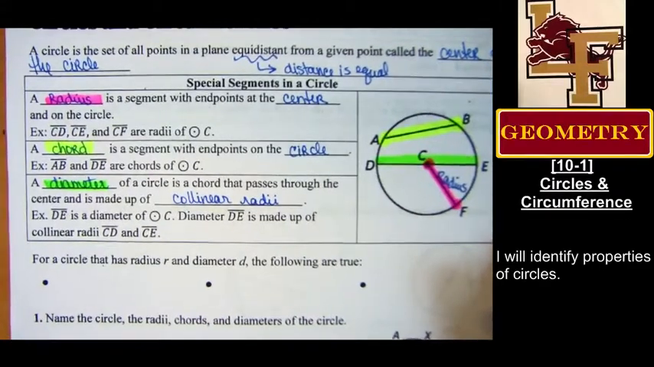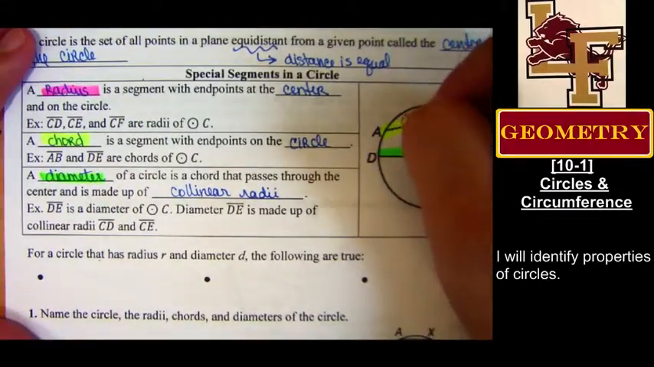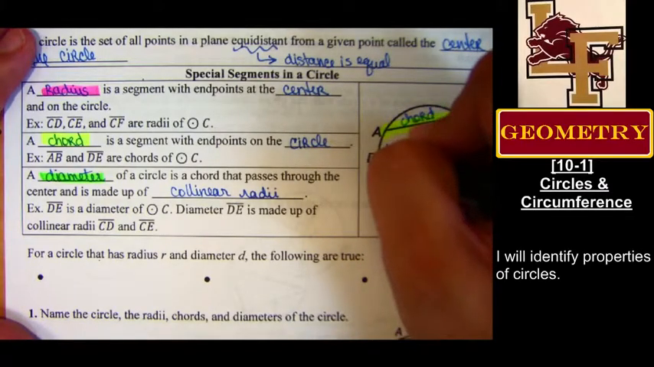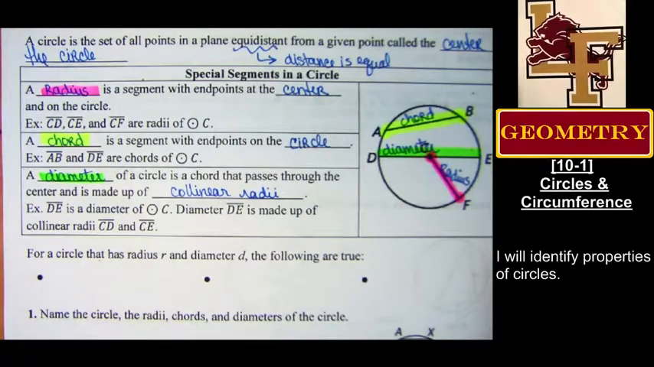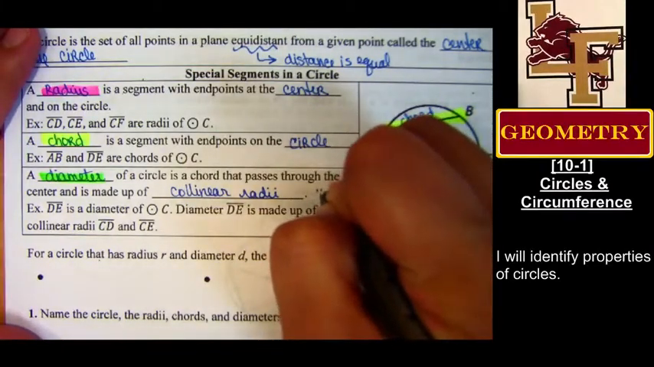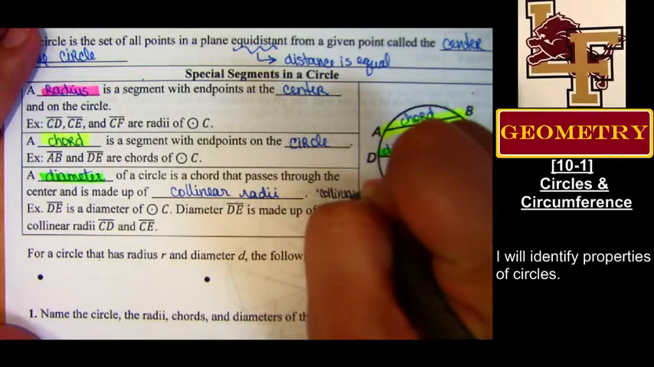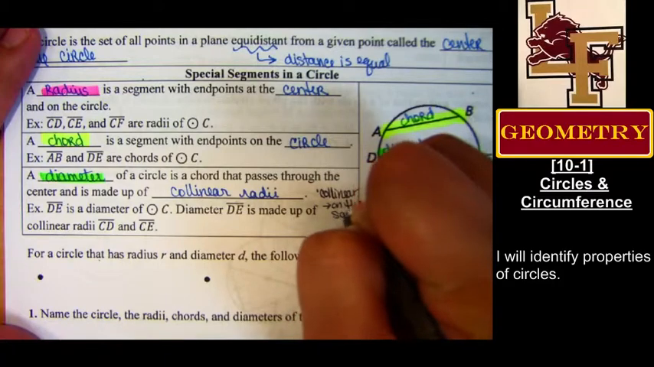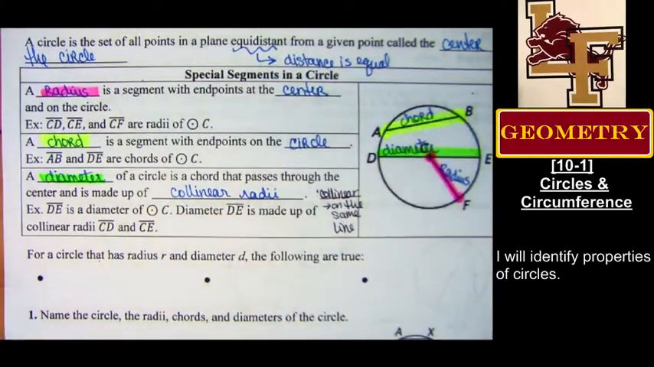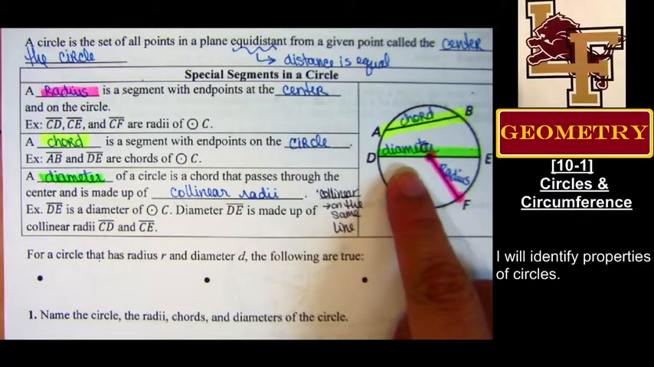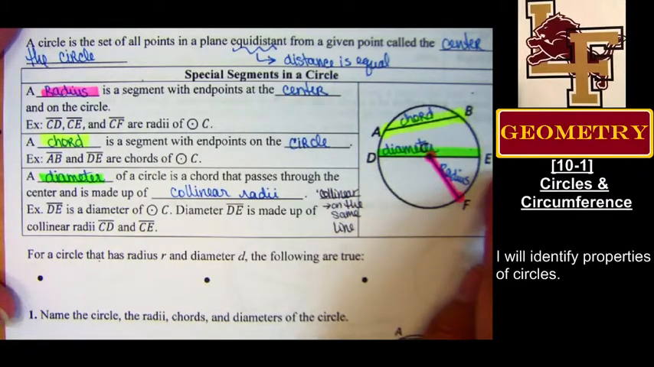Oh, that's fun words. What did collinear mean again? Do you remember? He's drawing a line with his hands. Yeah, it's things that are on the same line. Okay, so I'm going to jot this down over here in a different color. Collinear means on the same line. Radii just means more than one radius. One radius, two radii. And notice my diameter is made up of two radii. It's made up of CD and CE in this case.